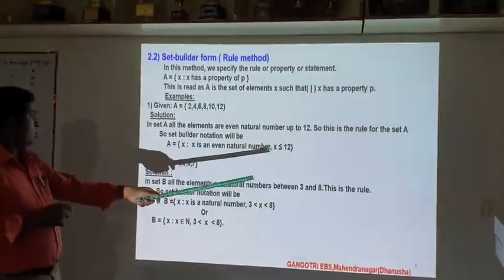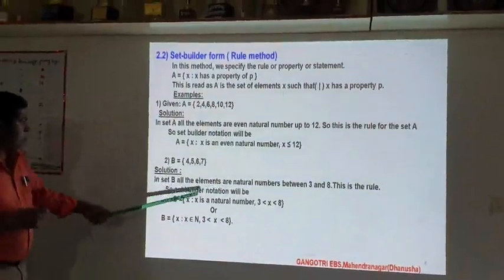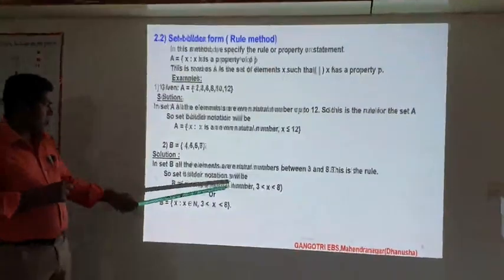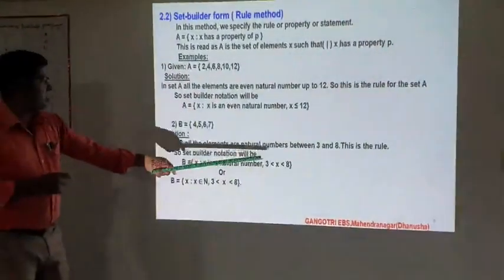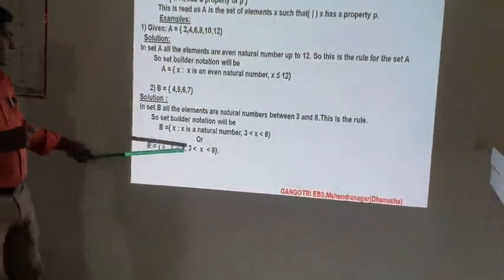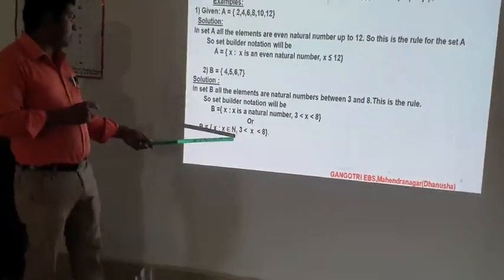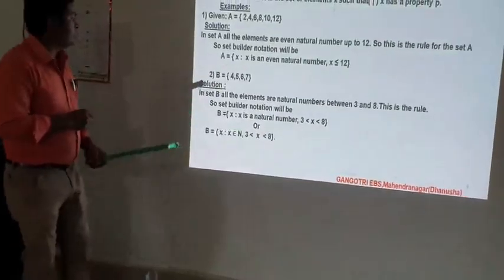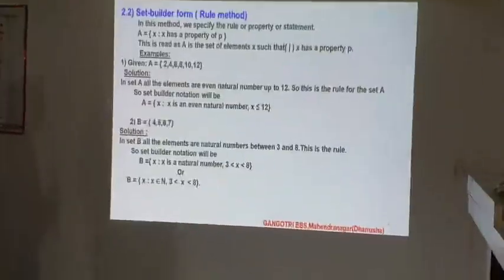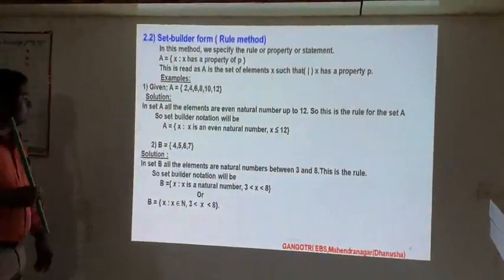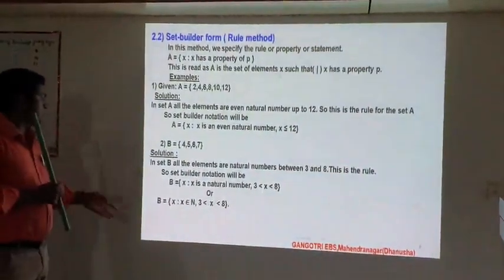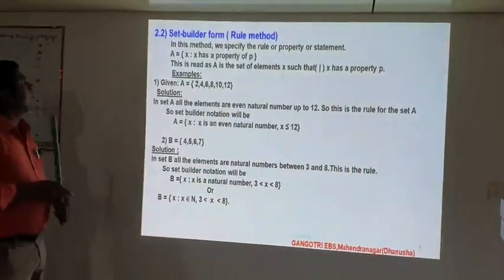That is the rule. So the set builder notation will be B is equal to {X such that X is a natural number, 3 less than X less than 8}. It means X such that X is a natural number greater than 3 and less than 8. It gives us the set builder form, also known as the rule method. In the rule method we can use X such that X, Y such that Y, etc.